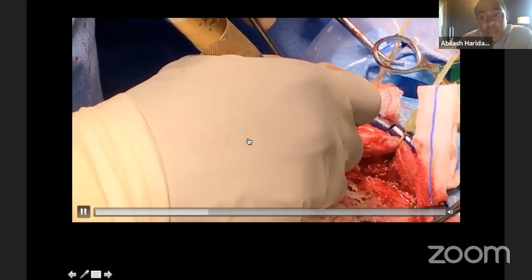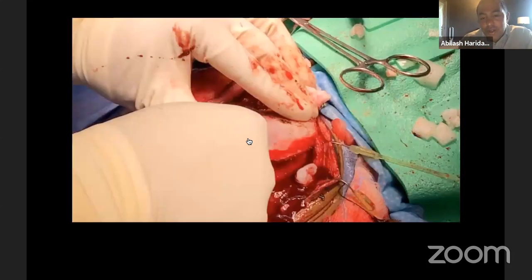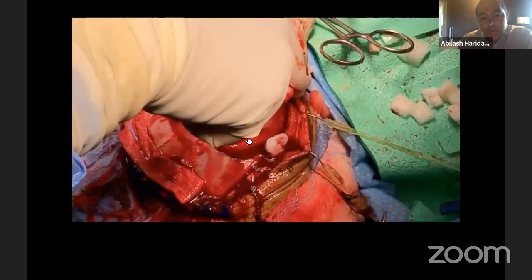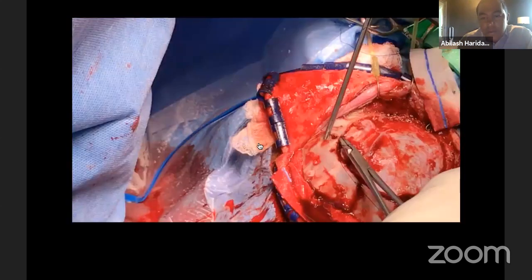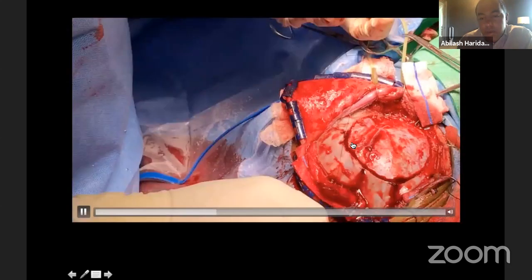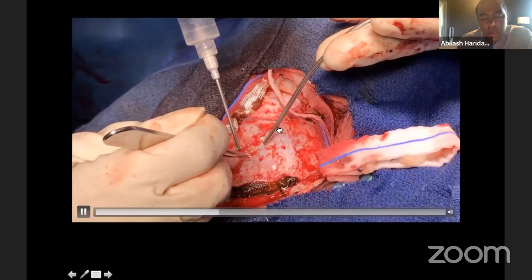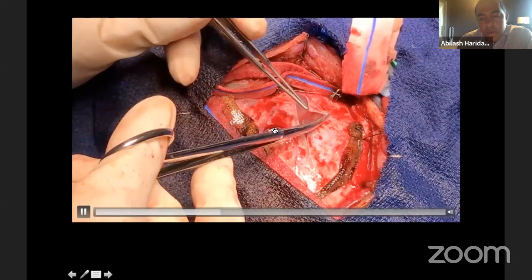I would definitely have someone protect the vessel so you don't catch the vessel in your drill. Drills are very good, but they're also very dangerous in the wrong area. These are dural tack-up sutures to prevent any epidural bleeding. And now we are opening the dura. The dura is opened, is tailored.